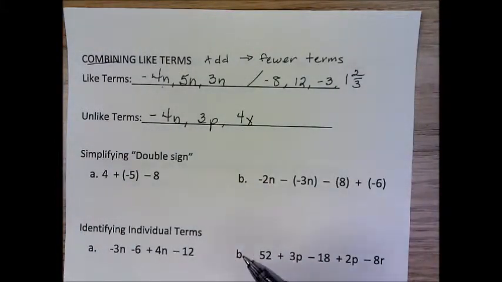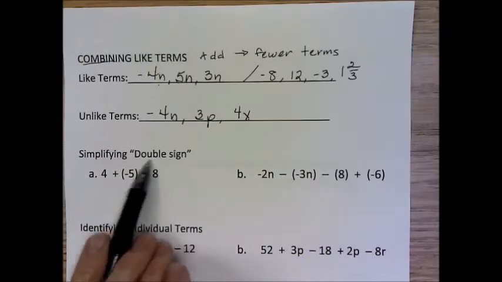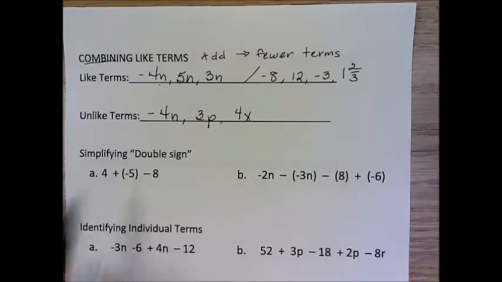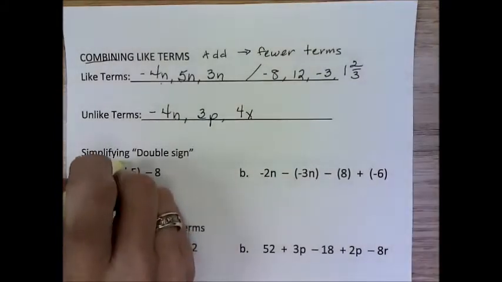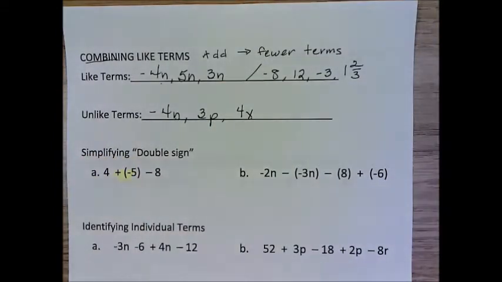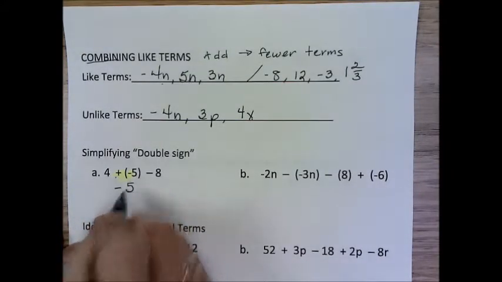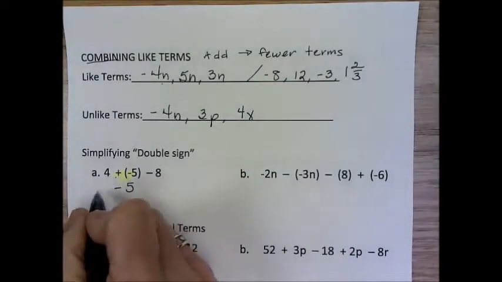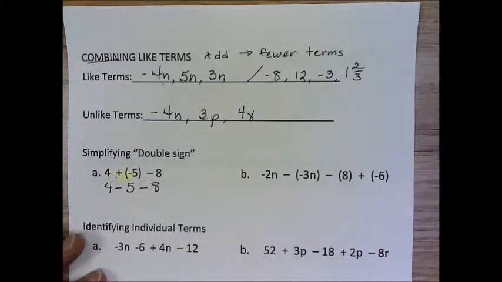Before we start combining like terms, let's talk about how we need to simplify. Sometimes we have a double sign or the expression looks a little messy. So what we're talking about in this problem here is I have a plus and a negative. Just recall that adding a negative is the same as subtracting a positive. So before you combine any terms, make sure to rewrite this as 4 minus 5 minus 8.